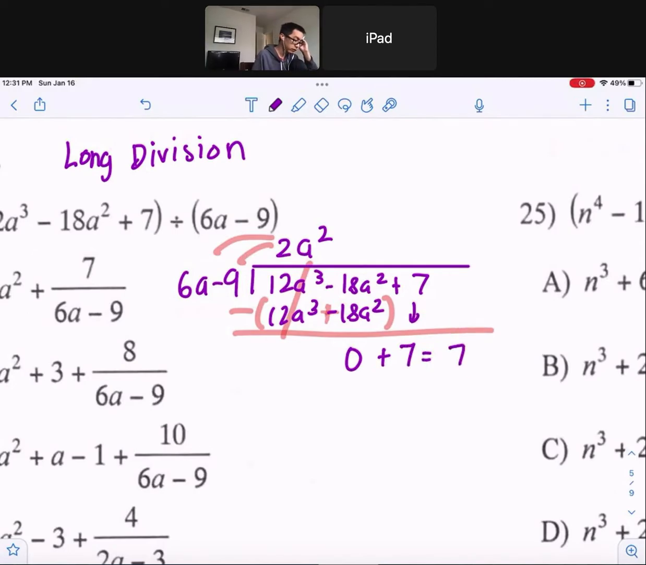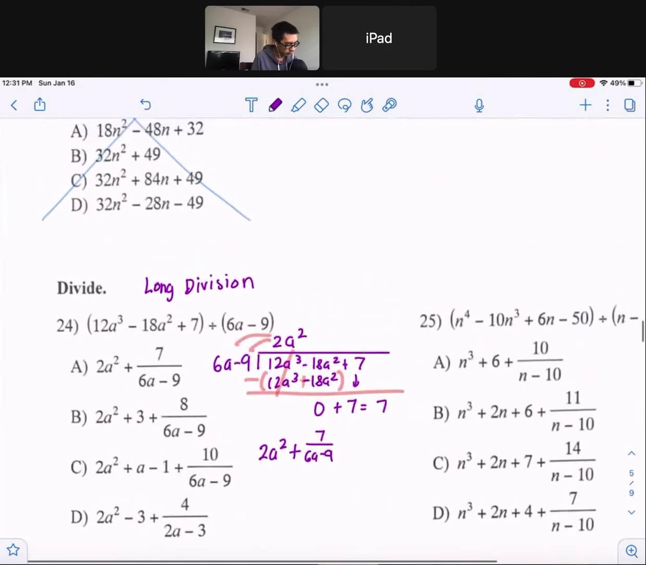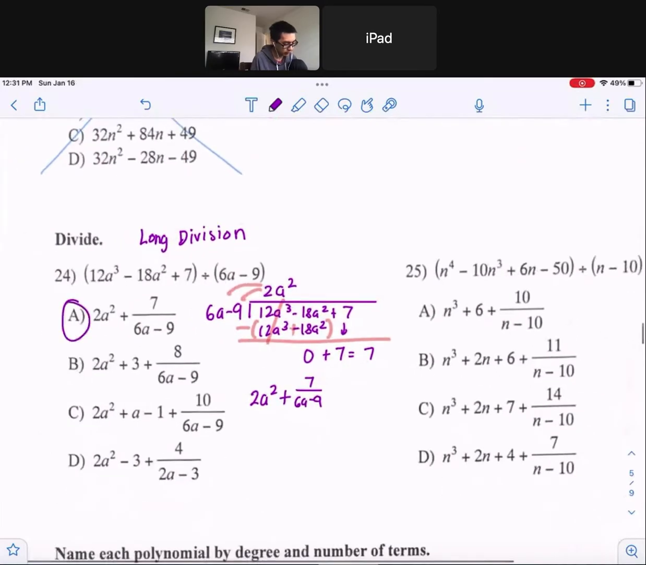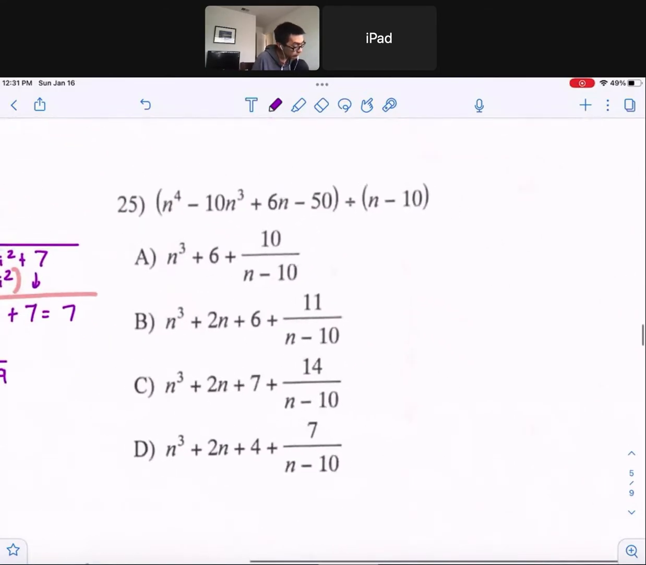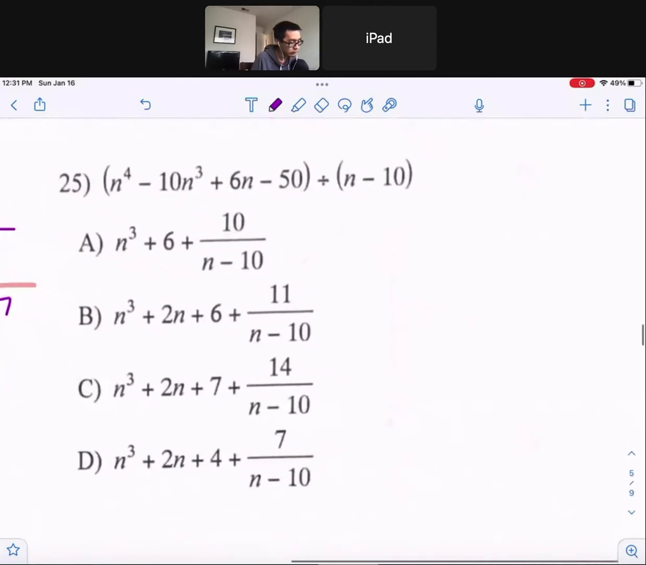So we can't do anything more, so we have 2a squared plus the remainder of 7 all over the divisor 6a minus 9. So what are we left with? We are left with A. A would be our answer for that one. Fairly short long division problem. But if you look at practice 1, it's a bit longer, right?